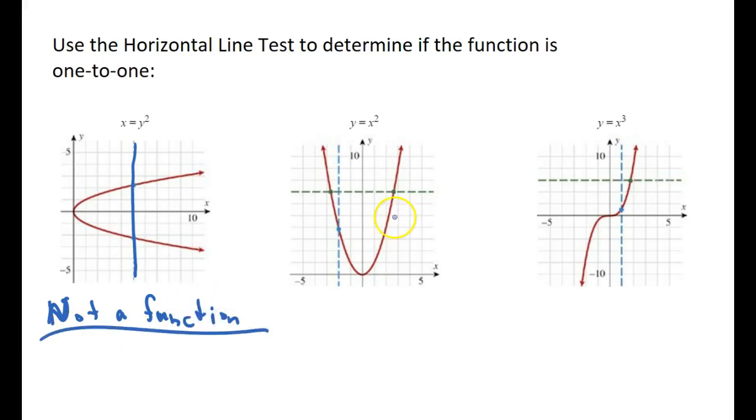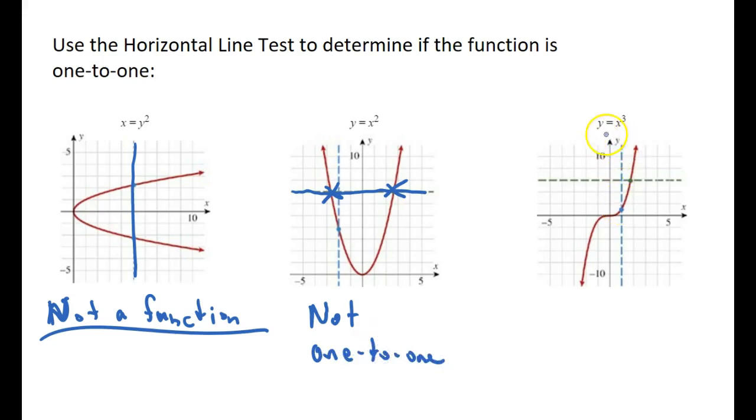Sorry about that. Okay, now this is a function that passes the vertical line test, but notice it fails the horizontal line test. Okay, we hit it in more than one place with a horizontal line. So this is not one-to-one.